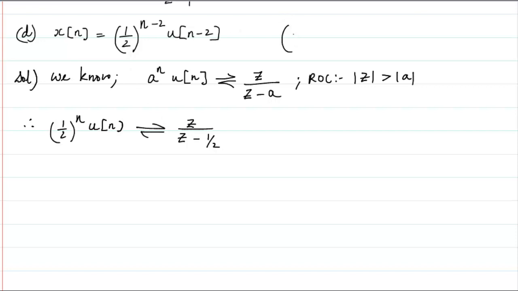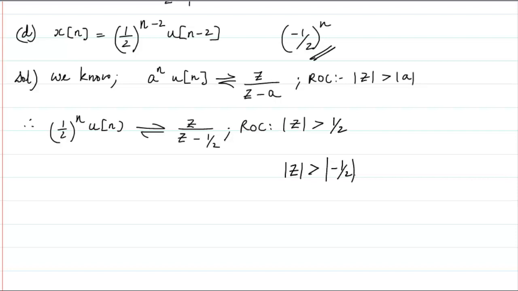Now remember, just for your sake, if I write it as minus 1/2 raised to power n, instead of Z divided by Z minus 1/2, I will write Z divided by Z minus of minus 1/2, which becomes Z plus 1/2, and the same change will occur in the ROC. Here the ROC is magnitude of Z greater than magnitude of 1/2, which is 1/2 itself. If it was minus 1/2, then also Z greater than magnitude of minus 1/2, which is 1/2 itself. So the ROC would have been the same, outside 1/2.